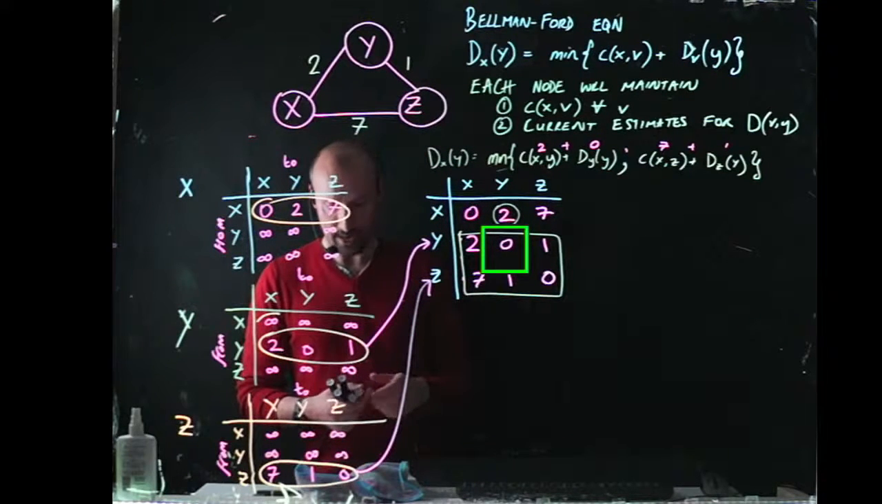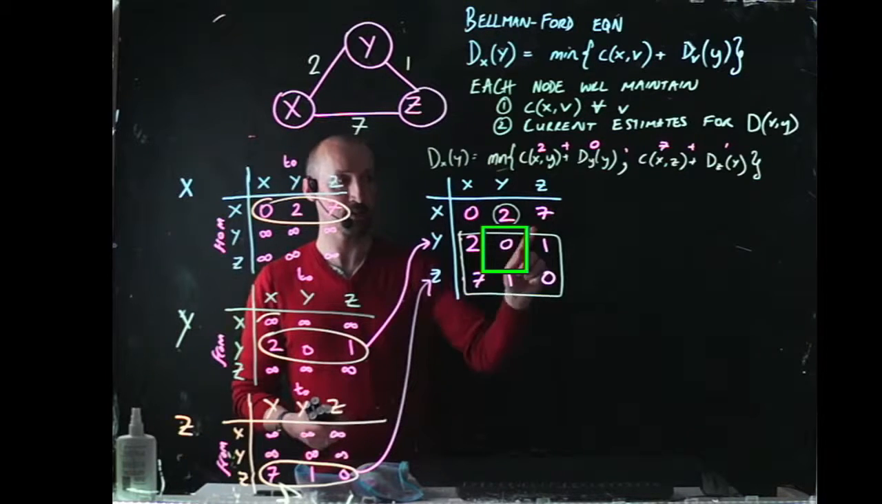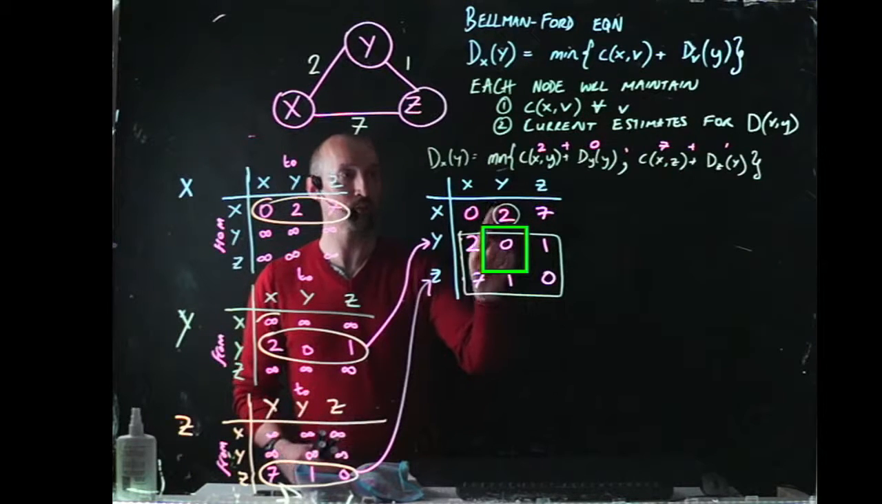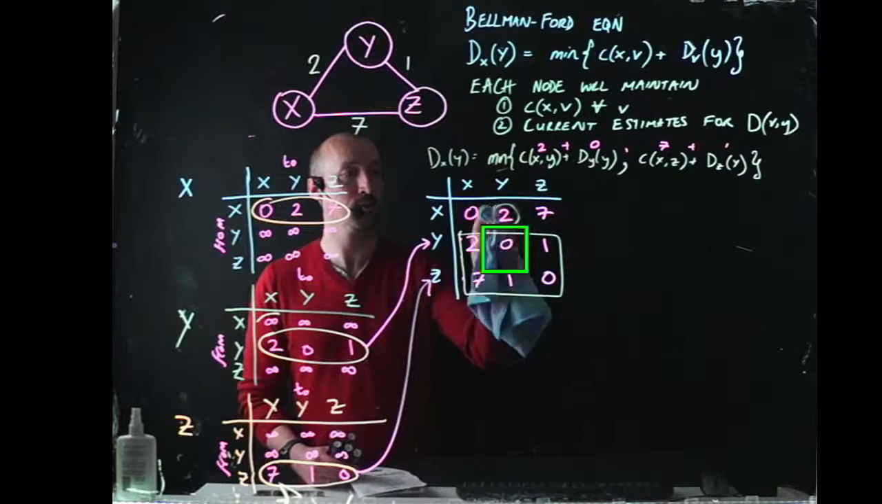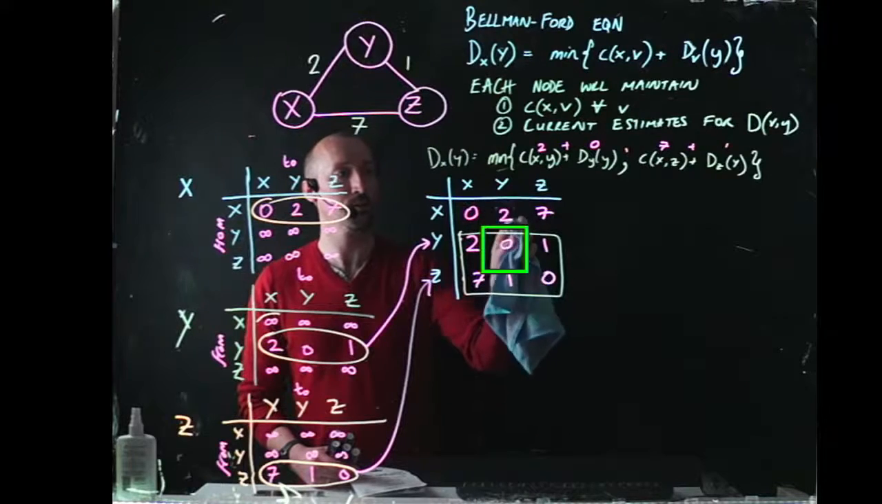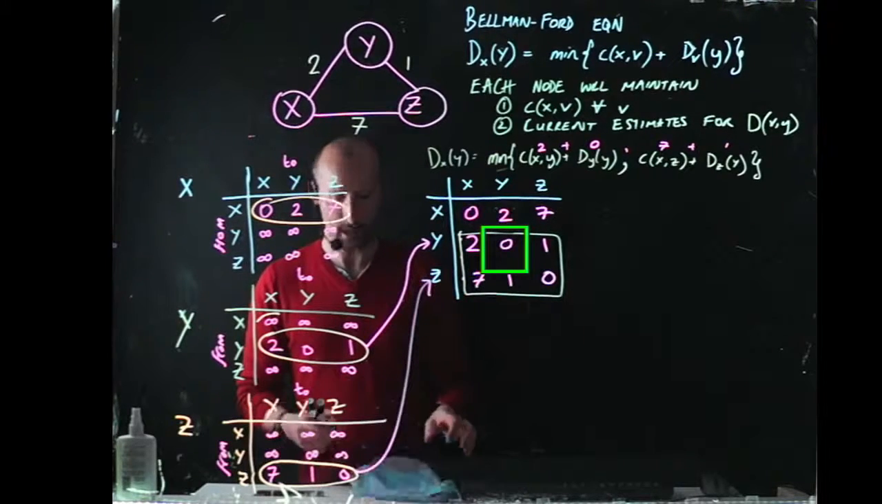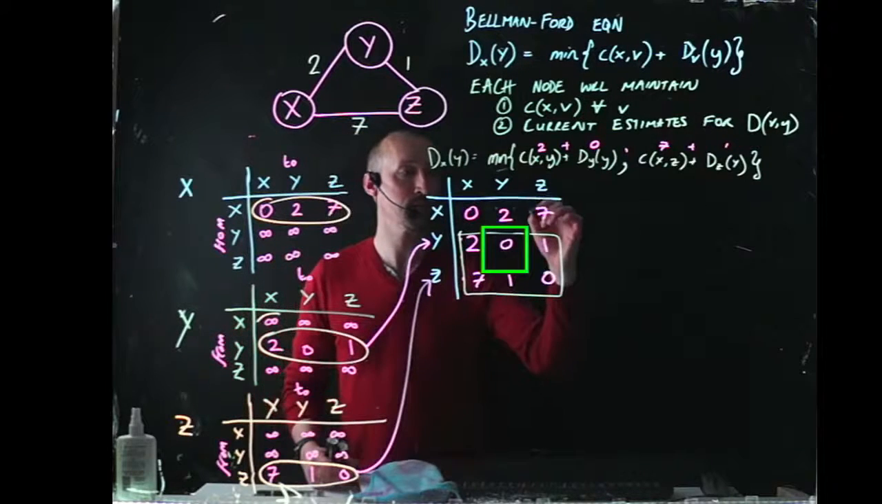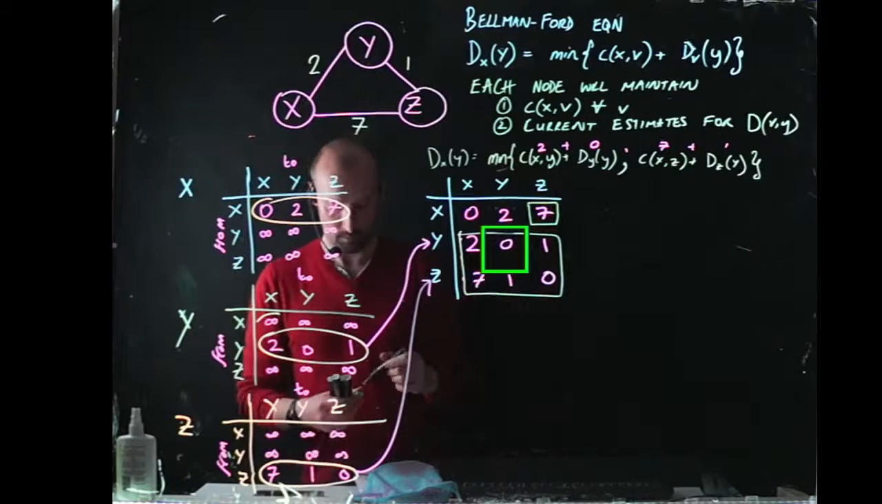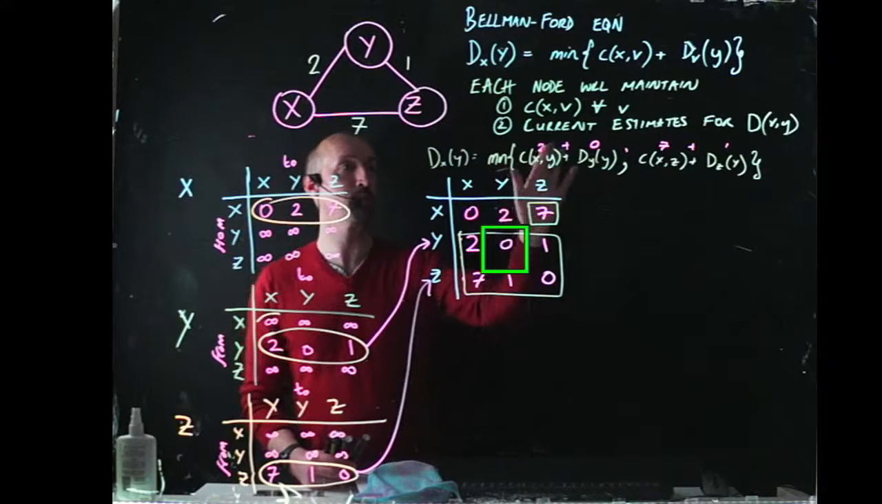Okay, so let's check the next one here, z. We're happy with this one, so we'll leave that as it is. Wish it was easier to rub this out. So we'll leave 2 alone, and let's now check this 7 over here to see if this is still okay. This means we check the Bellman-Ford equation again.